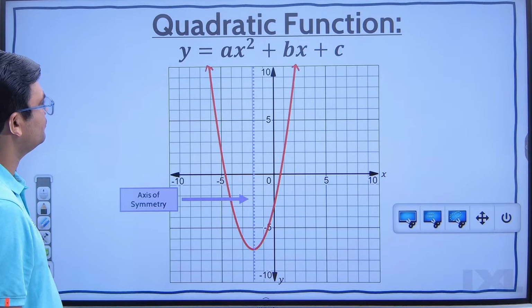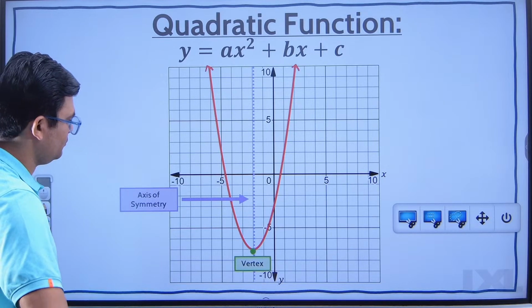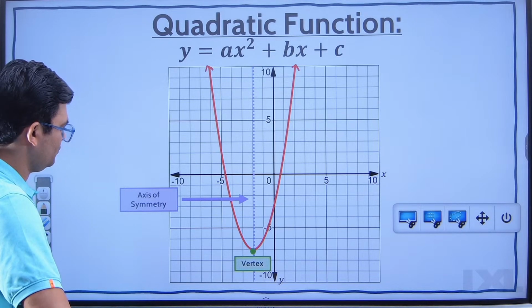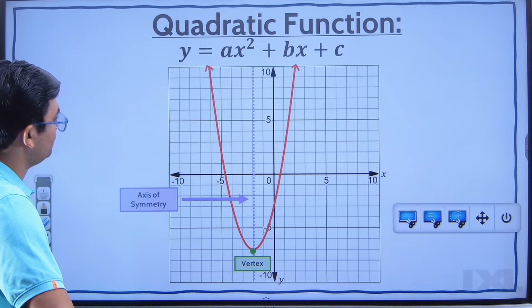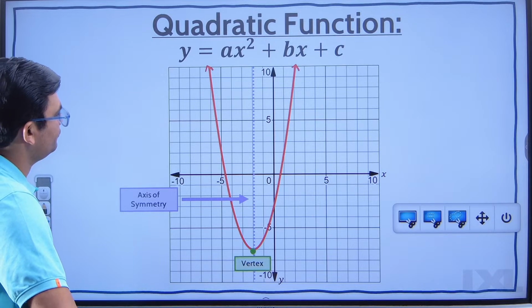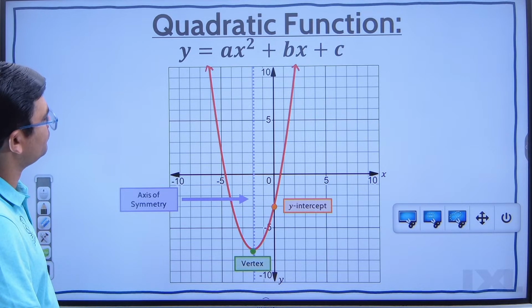The vertex lies on the axis of symmetry and is the point where the parabola changes direction. On a graph that opens up like this one, the vertex is the lowest point. If the parabola opens downward, then the vertex is the highest point. The y-intercept is the y-coordinate where your graph crosses the y-axis.